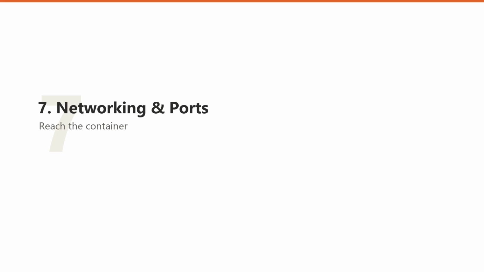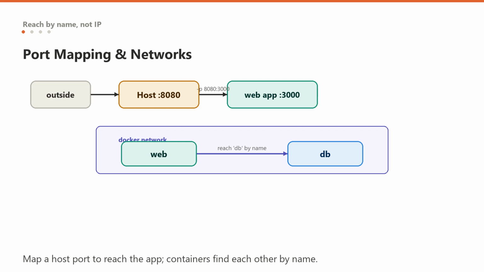Concept 7. Networking and ports. By default, a container is isolated with its own private network. Two things make it useful. First, port mapping. Your app might listen on port 3000 inside the container, but that's hidden. With docker run -p, you map a host port to the container port, say host port 8000 to container port 3000, so the outside world can reach it.